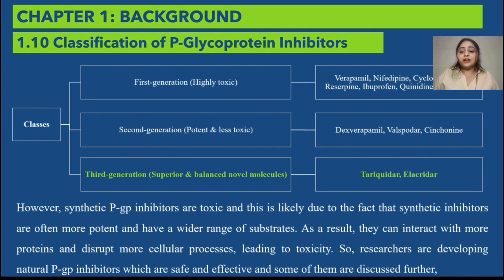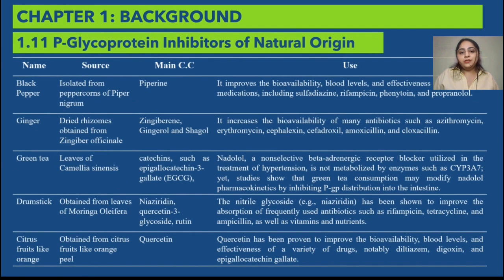Hence, we can say that these PGP inhibitors are all synthetic and they all have other pharmacological effects, so there are wide chances of toxicity. Also, they are substrates for one or another site. So here, what we can say is that we can develop natural PGP inhibitors, which will not have side effects on the body, and plus they are not as pharmacologically active as these moieties, hence they are considered safer. These examples include black pepper, ginger, green tea, drumstick, and citrus fruit.